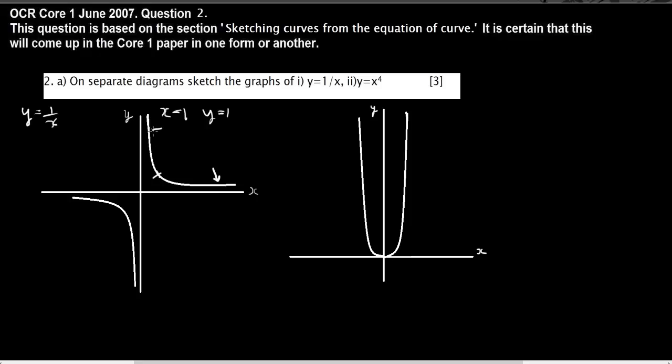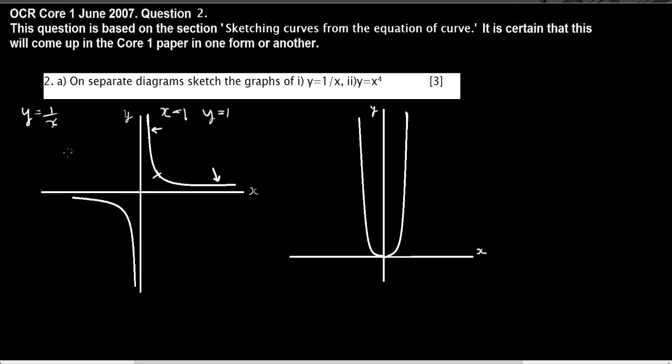Here, as x gets smaller and smaller, the value of y gets higher and higher, but x never gets to 0, because when x is 0, we've got a divide by 0 error. We've got y equals 1 over 0, which doesn't happen.